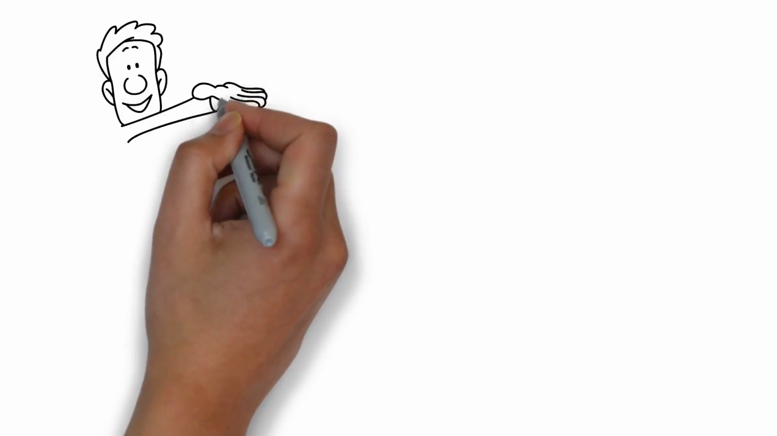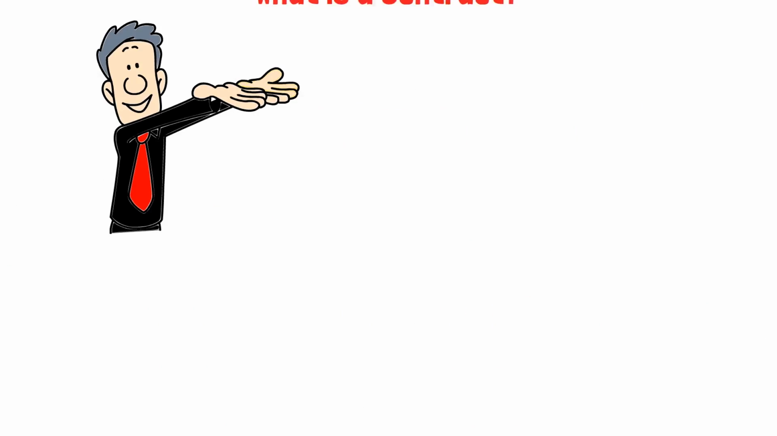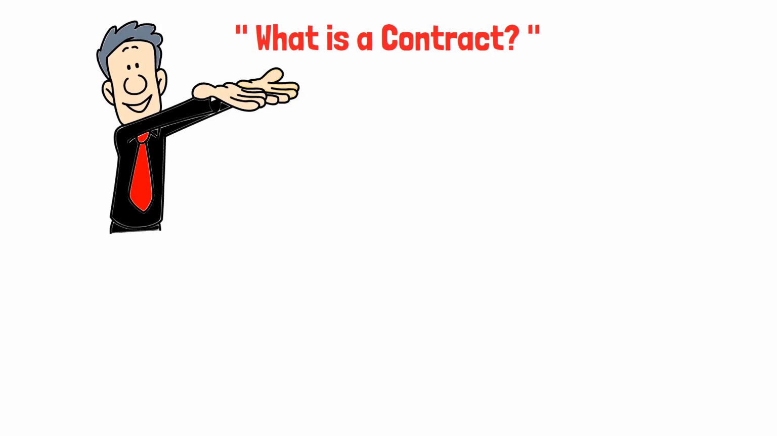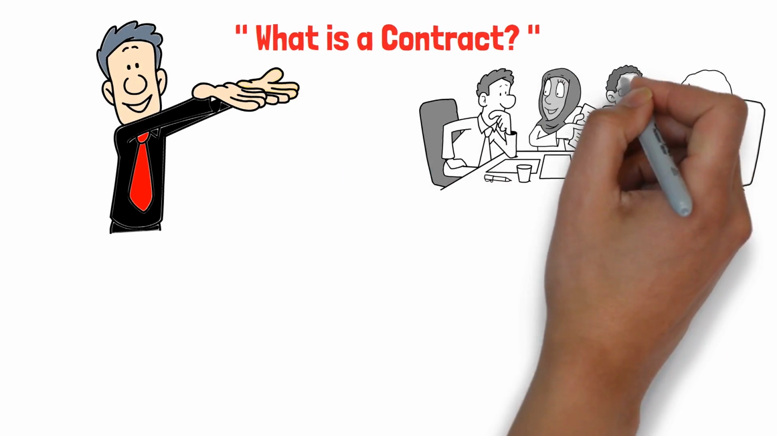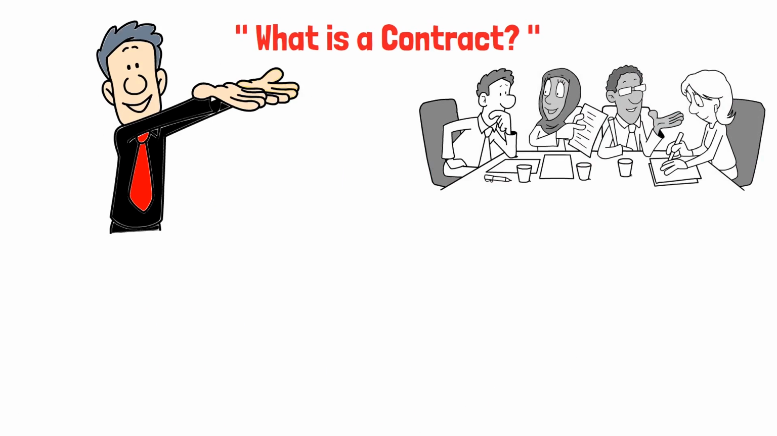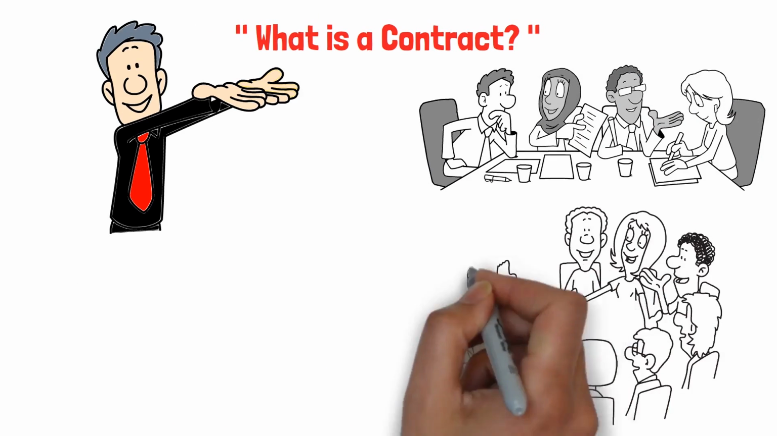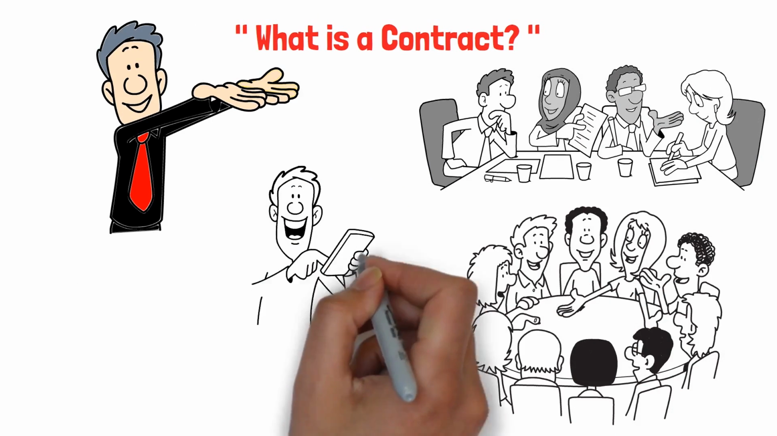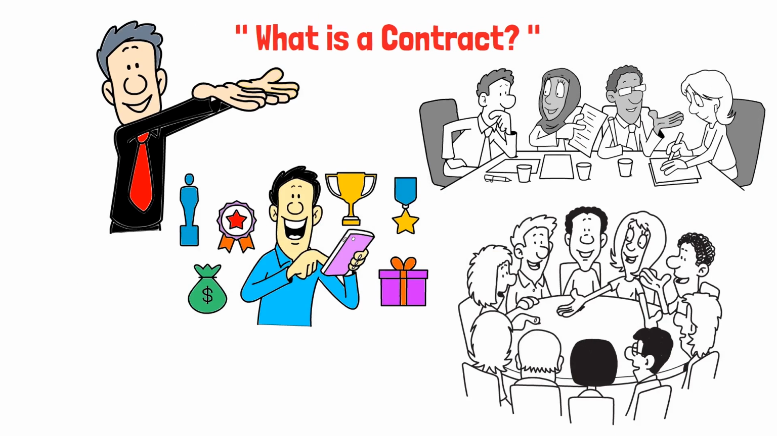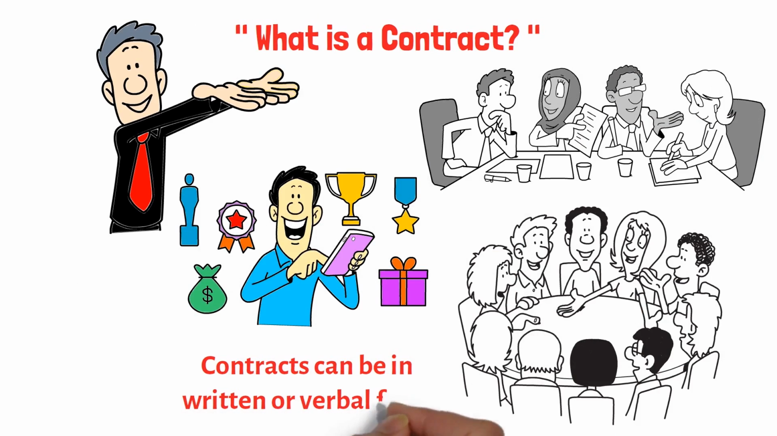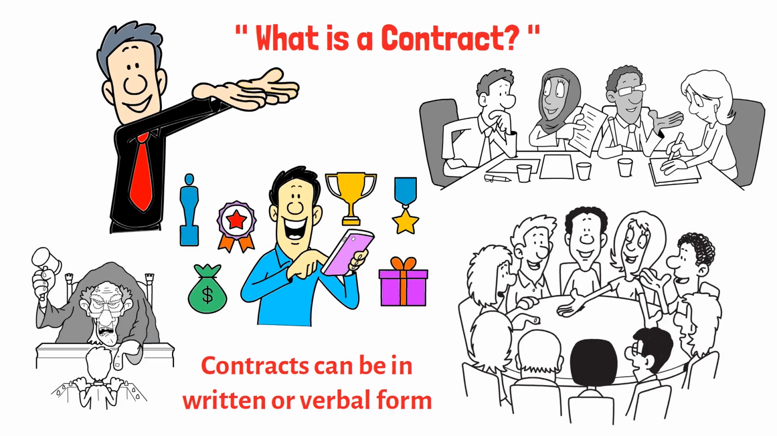Let's start with the basics. What is a contract? A contract is a legally binding agreement between two or more parties. The parties agree to perform certain obligations and receive certain benefits in return. Contracts can be in written or verbal form, and they are enforceable by law.